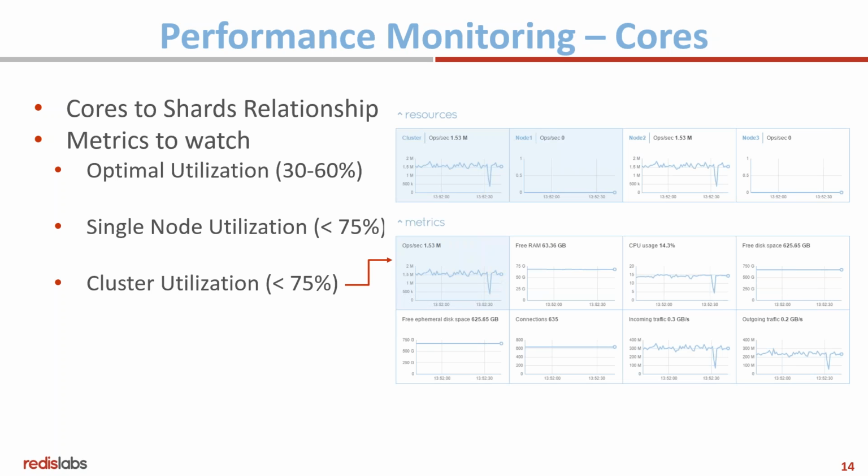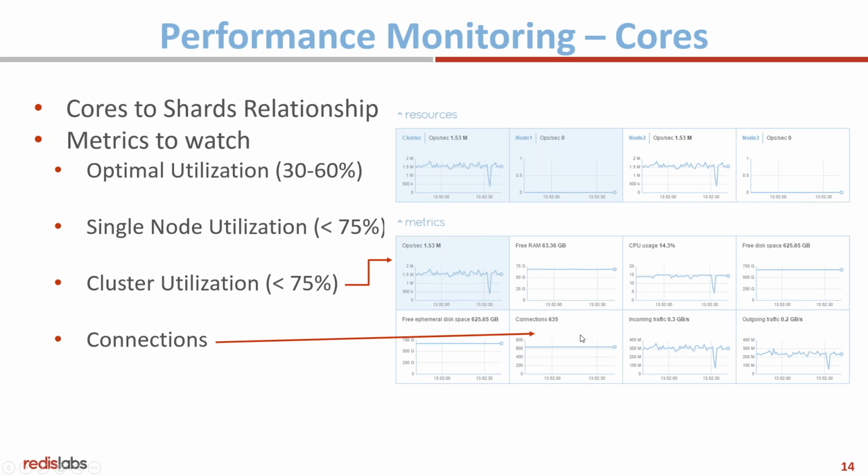And this is one of the screenshots for the cluster, which is an aggregate for the entire cluster metrics. But as you can see on the right side, you have the operations per second, which is about 1.53 million. This is the RAM, and I actually see a consistent CPU usage of about 14.3%, which is absolutely great, right? And then you also have the connections here, 635 connections.